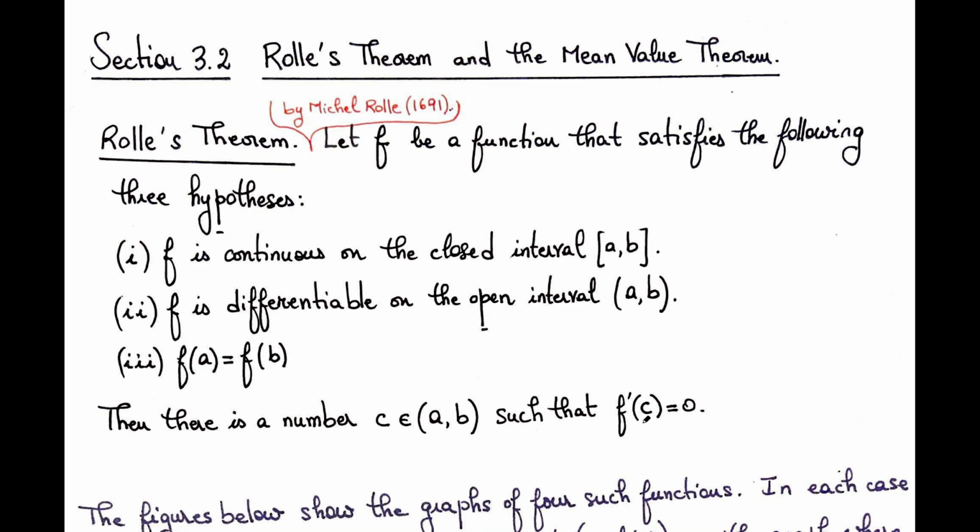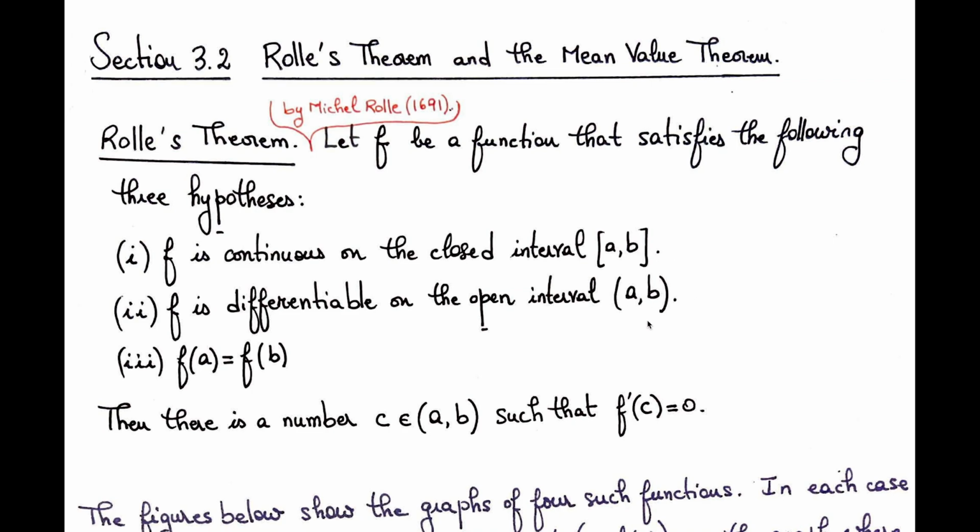The proof of this theorem requires the extreme value theorem. If you remember, the extreme value theorem says if the function is continuous on the closed and bounded interval, then it must attain its maximum. There must exist an absolute maximum and absolute minimum, and these extrema are attained within that closed and bounded interval. I'm going to just say a few words about the proof.